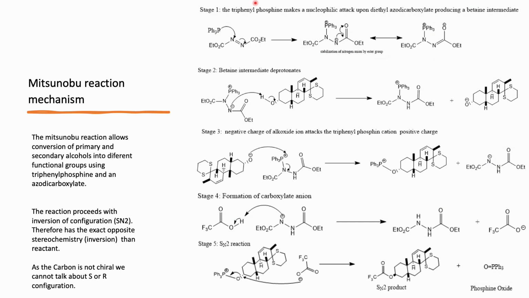The mechanism starts by triphenylphosphine making a nucleophilic attack. The lone pair of electrons in the phosphorus will attack a nitrogen, while the double bond between the nitrogens will break. This gives a positive charge to the phosphorus and a negative charge to the nitrogen. The negative charge will deprotonate the alcohol and will form an alkoxide. This alkoxide has a negative charge, and this will be lured and trapped by the positive charge in the phosphorus.